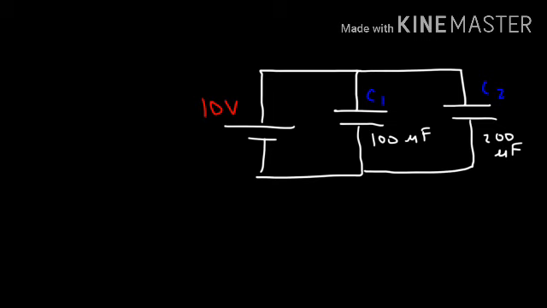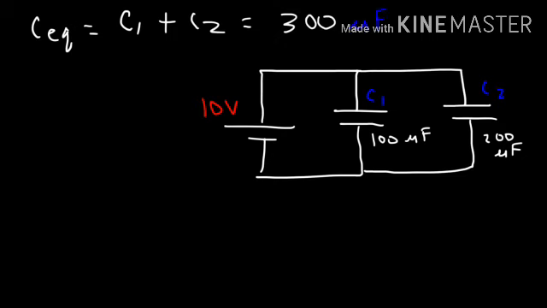For parallel circuits, the equivalent capacitance is simply the sum of all the capacitors connected in parallel. So it's 100 plus 200, which is 300 microfarads. And that's all you need to do to find the equivalent capacitance.